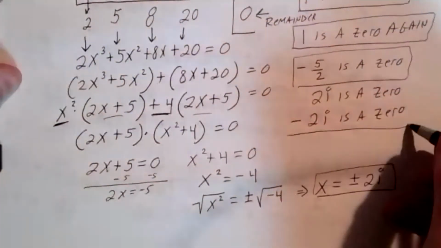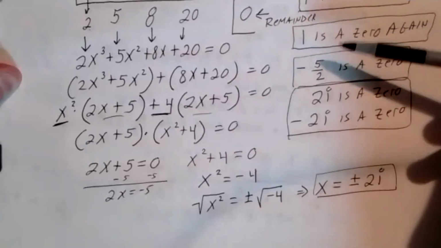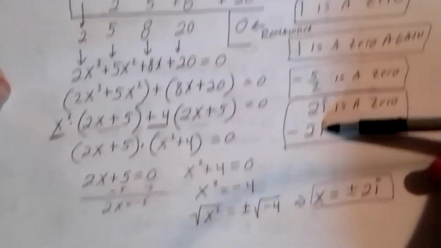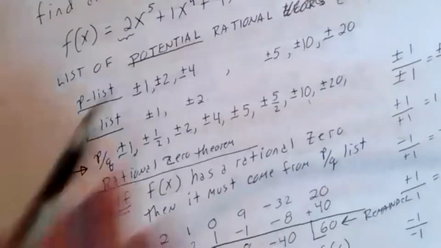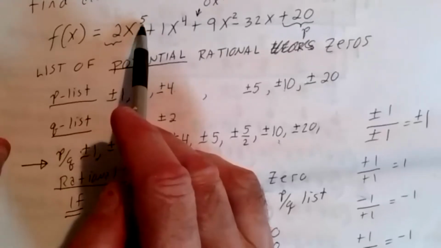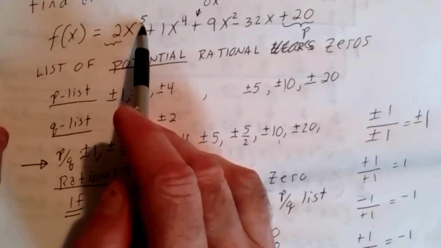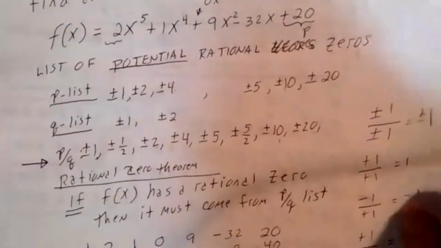How many zeros did I find here? 1, 2, 3, 4, 5. 5 zeros. 5 zeros for what degree polynomial? For a 5th degree polynomial. And the fundamental theorem of algebra guarantees that you're going to get 5 zeros to a 5th degree polynomial. The theorem does not say they're all going to be real. Some could be imaginary or complex, but you got to get 5 zeros.